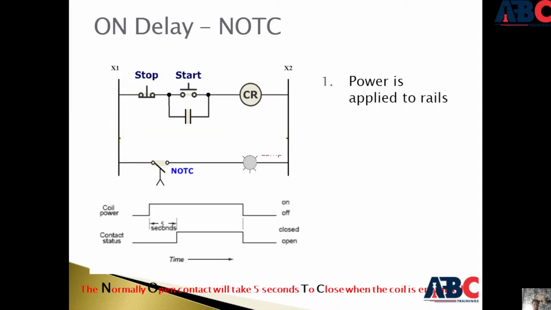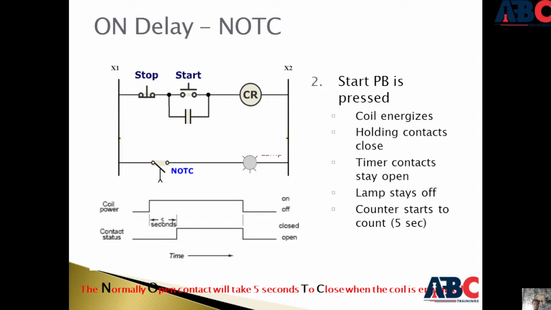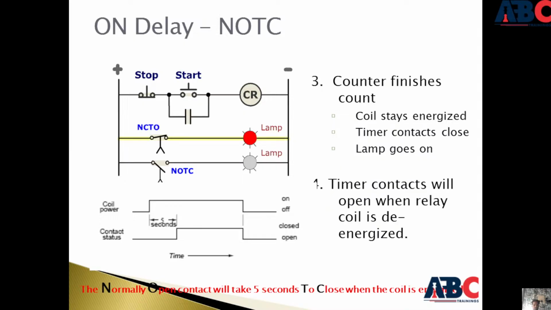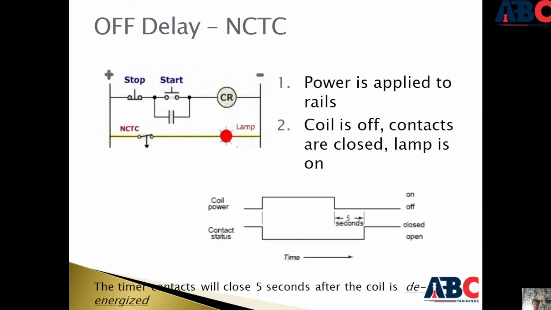On delay timer. Power is applied to the rails. Start push button is pressed. Coil energized. Holding contacts closed. Timer contact stays open. Lamp stays off. Counter starts to count. Third, the counter finishes the count. Coil stays energized. Time contact closes. Lamp goes on. Timer contacts will open when the relay coil is de-energized.